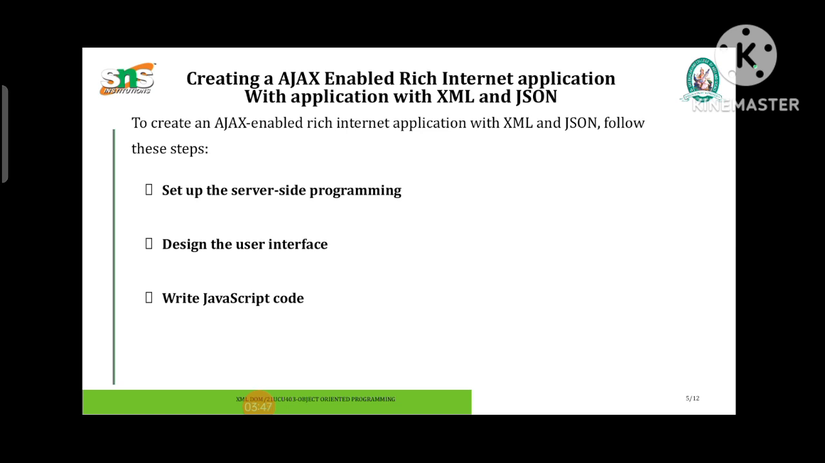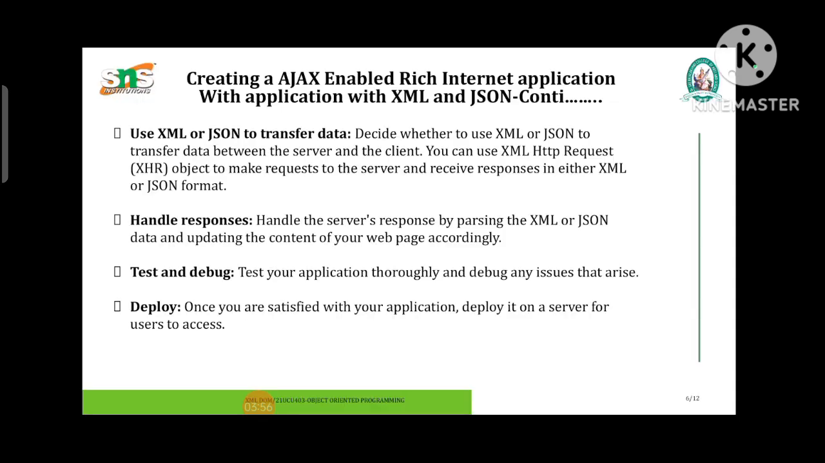First is set up the server side programming. Next is you are going to use the Java interface, and finally you are going to write the JavaScript code. Next is creating AJAX enabled rich internet application with XML and JSON. Decide whether to use XML or JSON to transfer the data between the server and the client. You can use an XMLHttpRequest or a JHR request to make requests to the server and receive responses in either XML or JSON format.